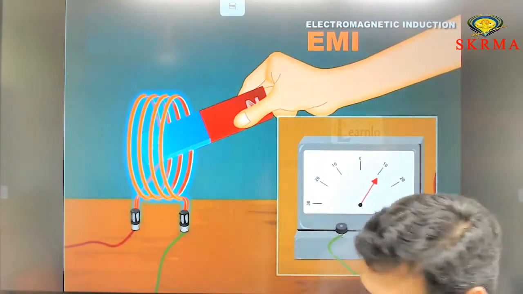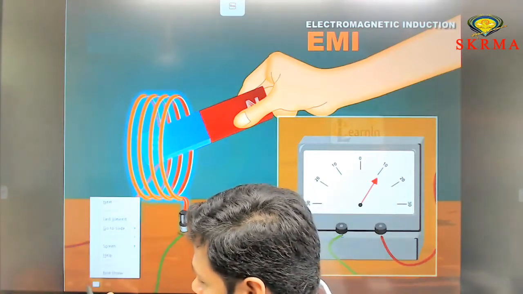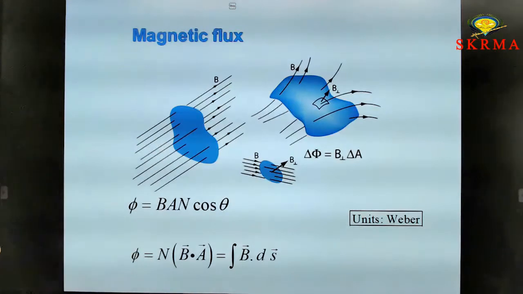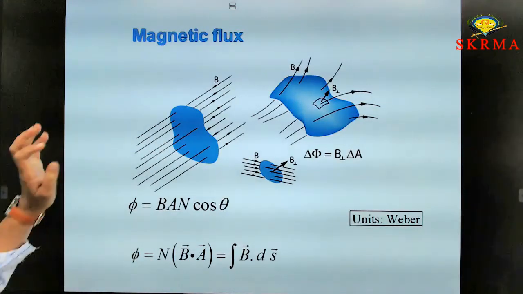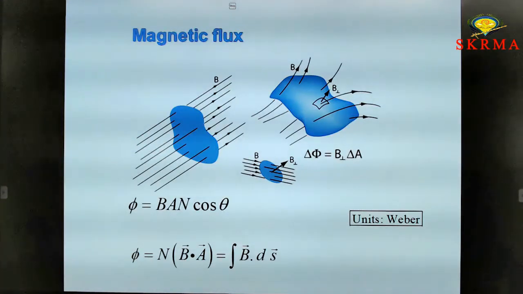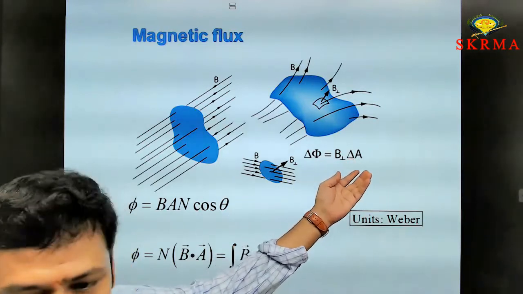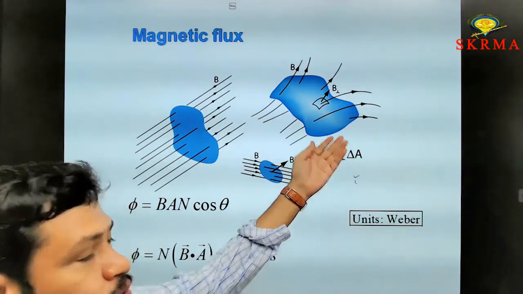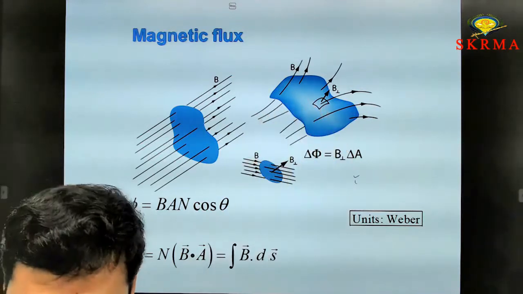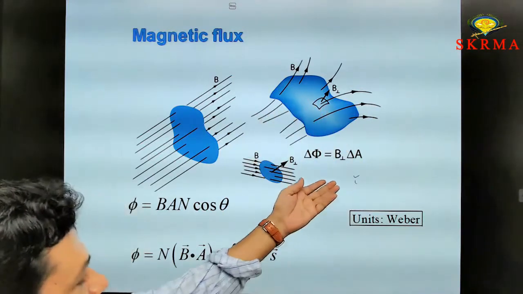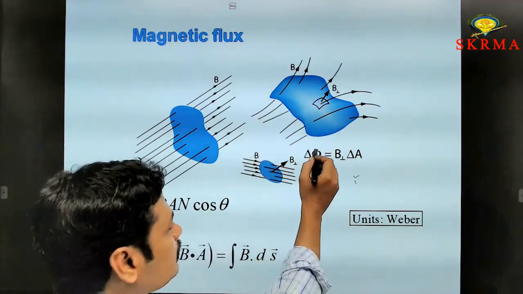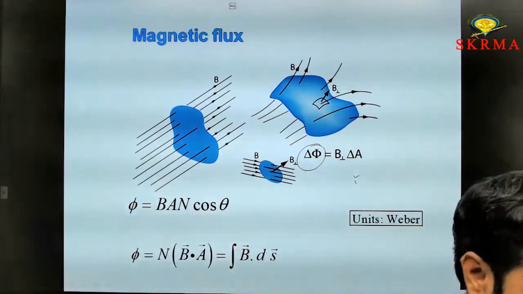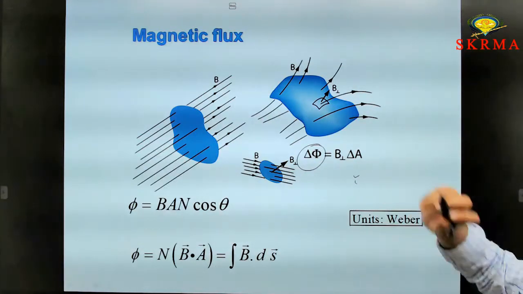What is magnetic flux? If you observe this diagram, the magnetic flux is the area times the component of magnetic field perpendicular to the area. That is the basic equation for magnetic flux. The magnetic flux is represented with phi, and the change in magnetic flux is delta phi.